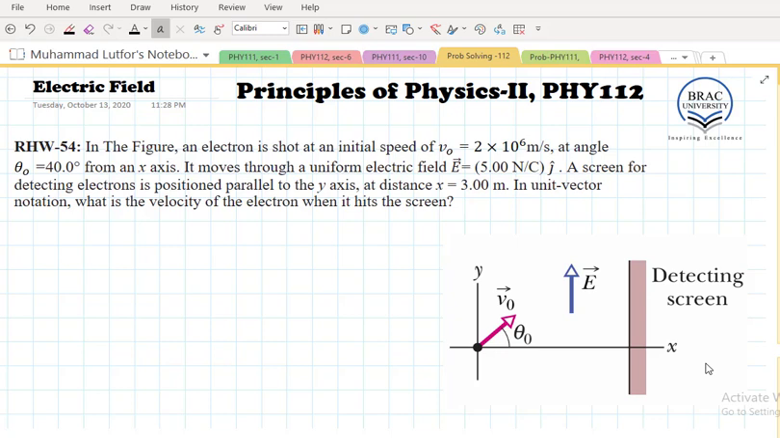Hello everyone. This is one problem from electric field.